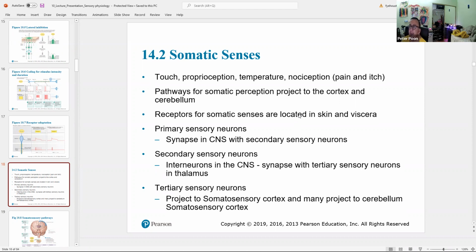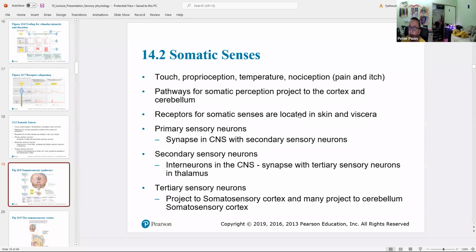The primary neurons synapse on secondary sensory neurons, and the secondary neurons are interneurons in the CNS. Interneurons always stay in the CNS. So they go to the thalamus, and then from the thalamus to where they're supposed to go: the somatosensory cortex or the cerebellum.